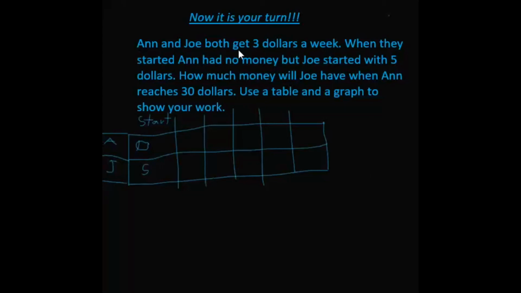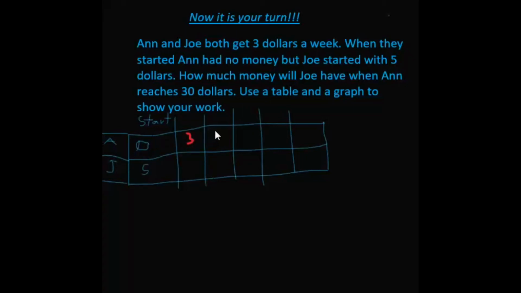It says Anne and Joe both got $3 a week. When they started, Anne had no money, but Joe started with $5. How much money will Joe have when Anne reaches $30? Use the table and graph to show your work. So Anne has 0, Joe has 5. So let's keep on adding $3.